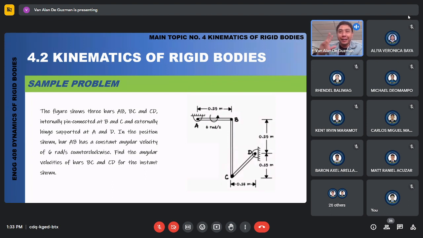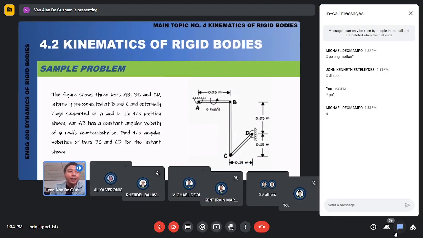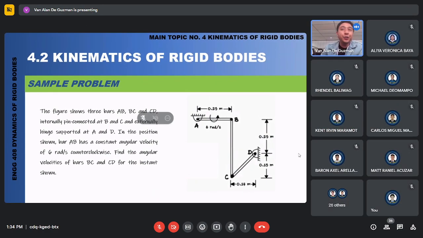Tatlo po yung gumagalaw, right? Tatlo yung bar na gumagalaw natin. Meaning to say, yung ating types ng motion naman na meron tayo, so, ilan po yung ating motion? Tatlo. Pero yung ating motion na meron tayo dyan, dalawa. Pero in doubt, paano? Bakit po dalawa? Bar AB natin, ano po yung motion niya? On a fixed hinge connection siya. So ano yung magiging motion niya lang? Di ba magro-rotate lang siya dito sa fixed hinge na to? Nagets po natin yung part na yun?